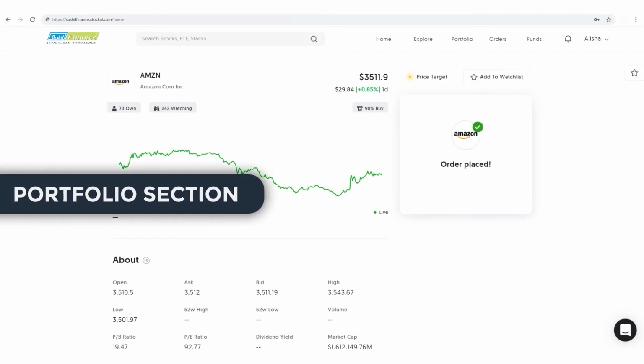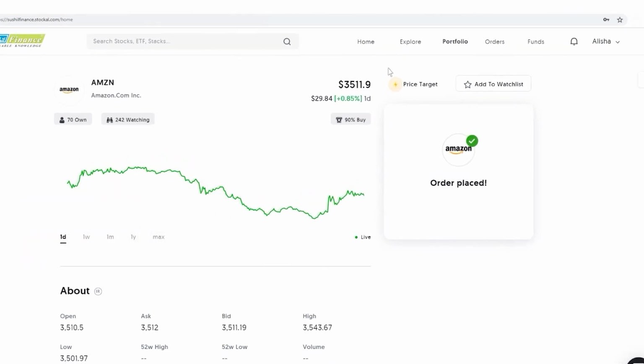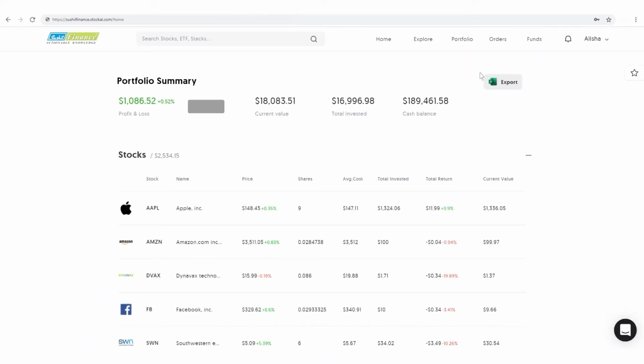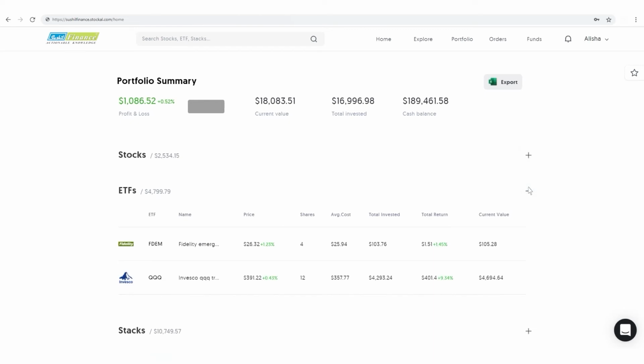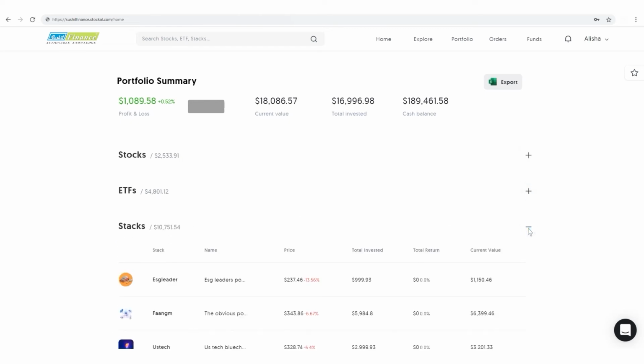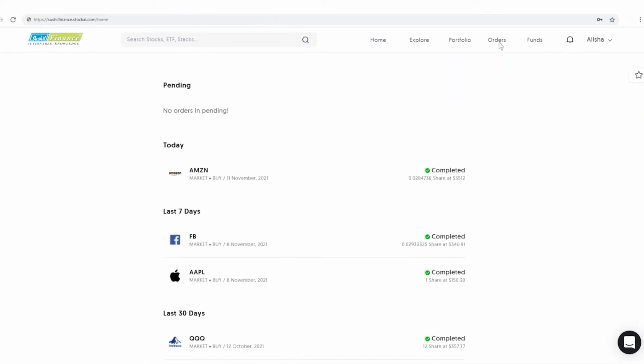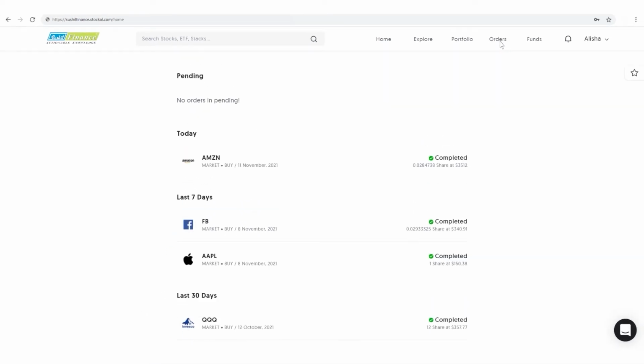from your account. You will be able to track your portfolio by viewing all your current holdings and orders in the Portfolio section. Track your investments in stocks, ETFs, and stacks all on a single page. You can also navigate to the Orders section to get more details on your orders and trades.